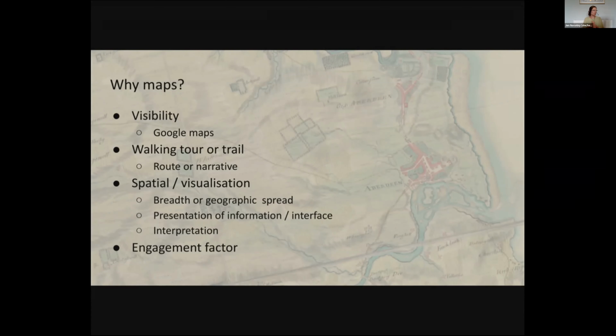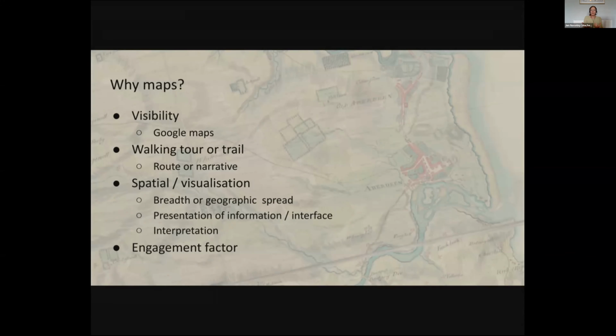So that's something where if you have a tour or a trail, plotting it out on a map step by step will help you do that and will help you tell your story in a very specific way in a specific area or location. Maps are very useful for spatial data and for visualization. So especially if you want to show maybe a geographic spread, the breadth of your project or where your connections are, but also very useful as an interface.